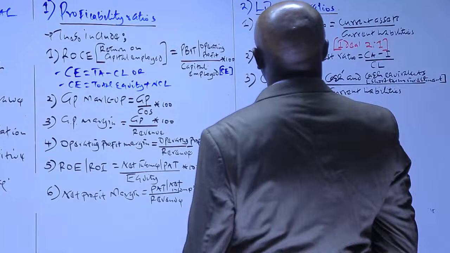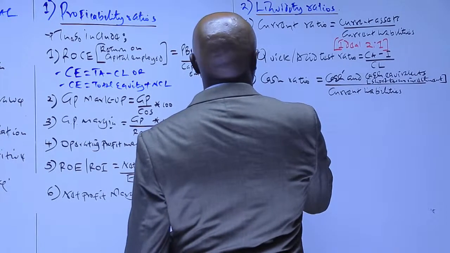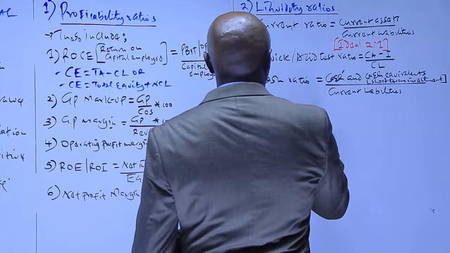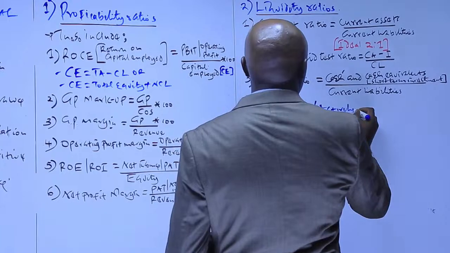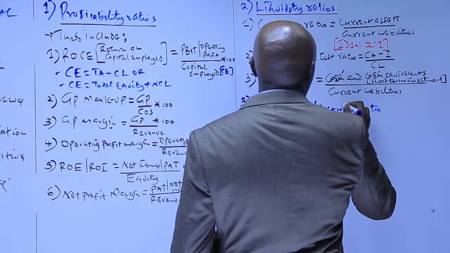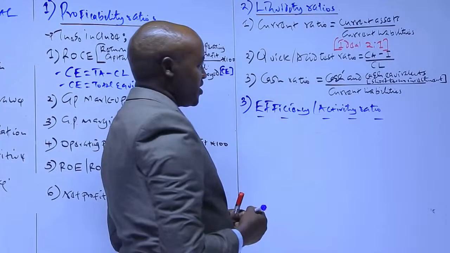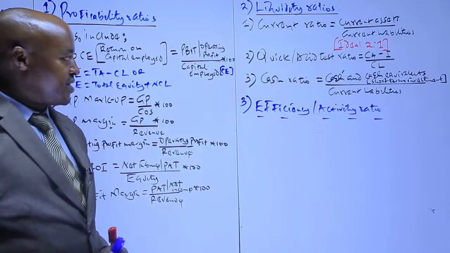Let's move and look at the other category of ratios, number 3, and that is efficiency, or activity, ratios. And I think we have already said that these are ratios which are computed to determine how efficiently, how well, the company is using its assets to generate profit.